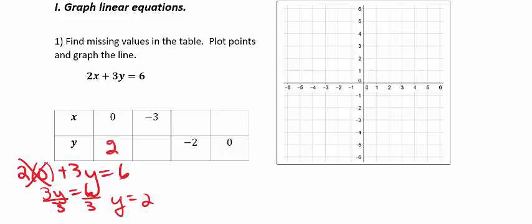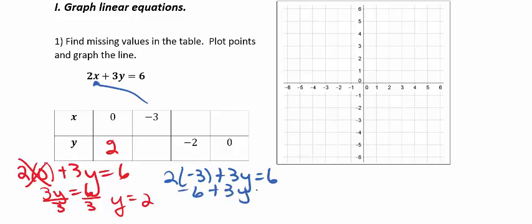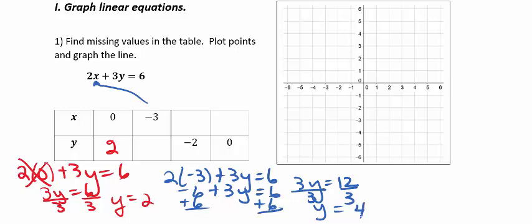Now we're going to do the same thing with x equaling negative 3. We're going to plug that in right here, and we're going to get 2 times negative 3 plus 3y is equal to 6. 2 times negative 3 is negative 6. Then to solve, we're going to add 6 to both sides. And we get 3y is equal to 12. Divide both sides by 3, and then y is going to equal 4.